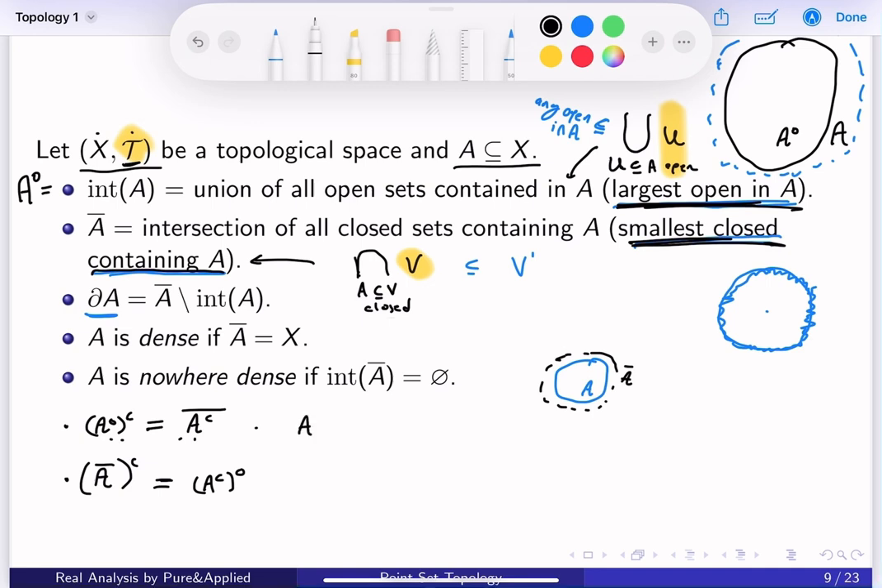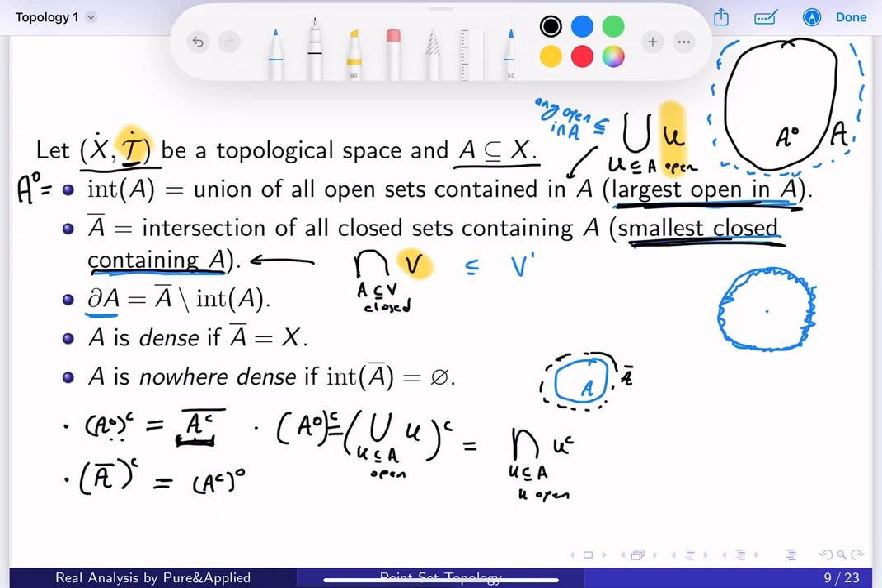So what is the interior of A? It's the union of all open sets U contained in A. And what I'm doing is I'm taking the complement of that. So I'm going to end up with the intersection of the complements of the U's, where the U's are the open sets contained in A, like this.